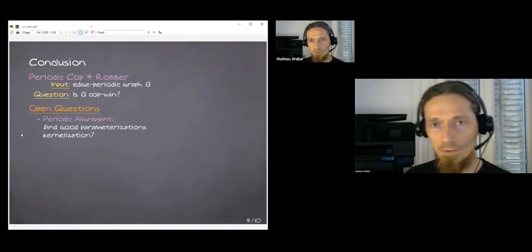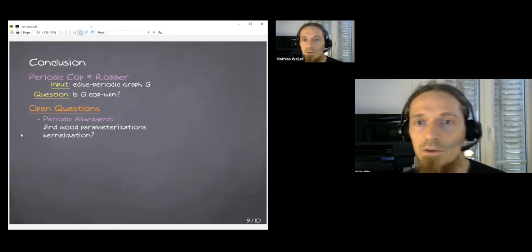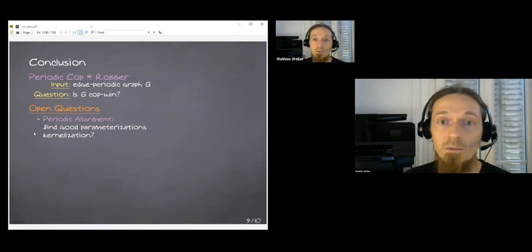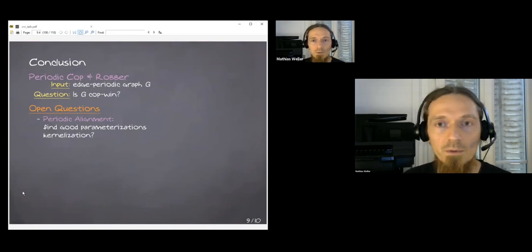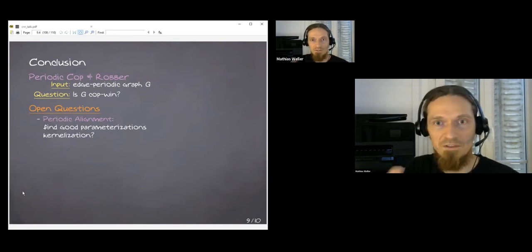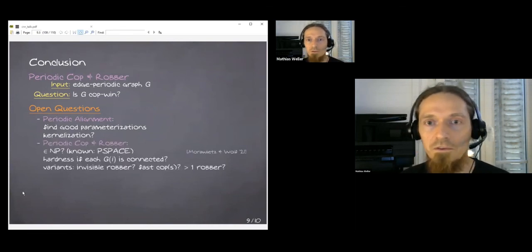Okay, so open questions for the end. It's all the usual: find a good parameterization. Is there anything about kernelization? Because we don't know anything about kernelization for periodic alignment. Can you compress the sequences maybe? Or cut it, like kick out some sequences? We don't know.